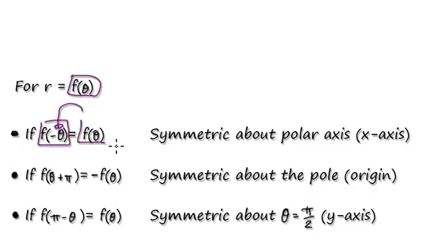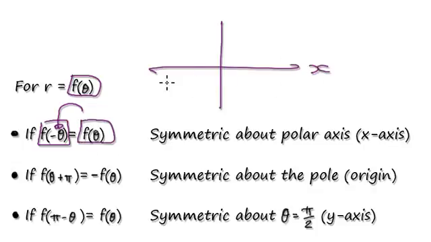So what this is saying is that if you put the negative version of the angle into the function, then it gives you the same radius. Now, if it gives you the same radius, then it can only mean it's symmetrical along the x-axis.